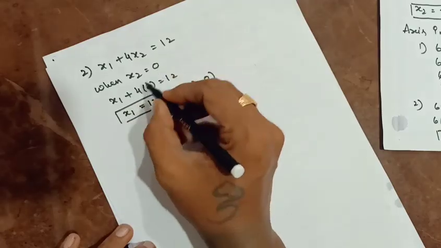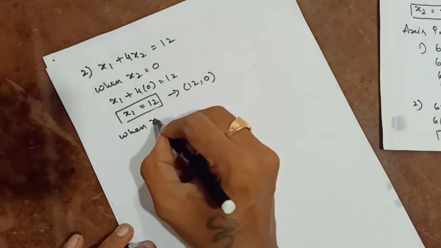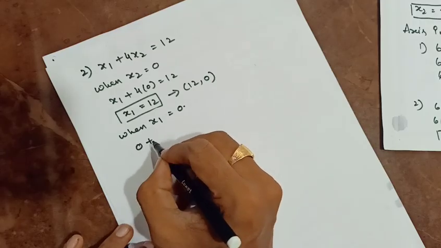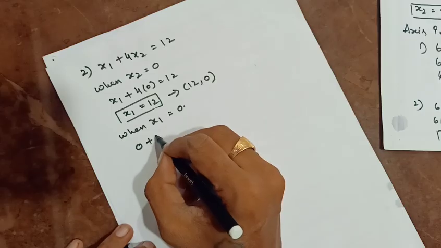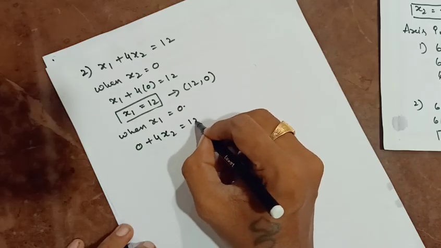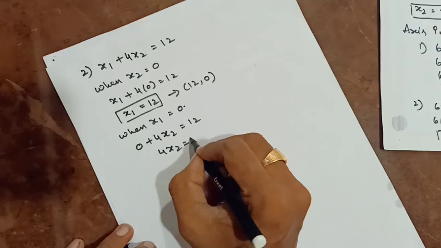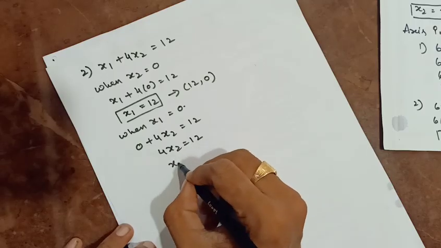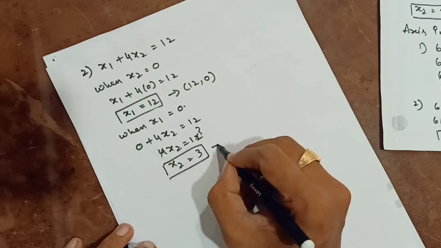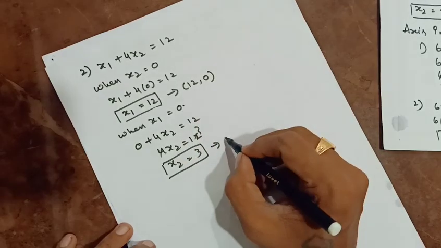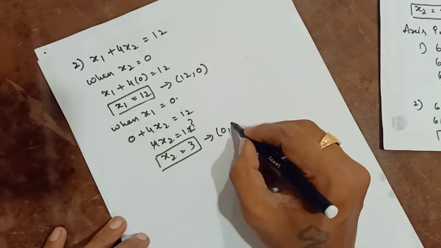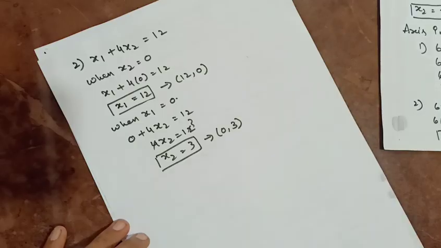Now we have taken x2 as 0. Now when x1 is 0, so 0 plus 4x2 equals 12. 4x2 equals 12, x2 is equal to 3. So we got one point when x1 is 0, x2 is 3.